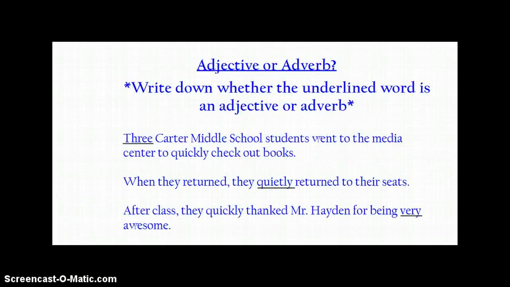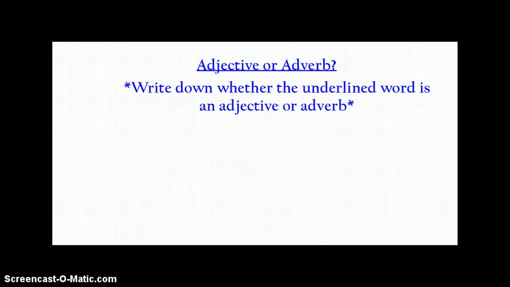Alright, for one final practice, I've given you three sentences, and I want you to write down whether the word that's underlined in the sentence is an adjective or an adverb. So, this should just take a second, write down on your piece of paper, adjective or adverb, then continue. Alright, if you're ready, here we go.